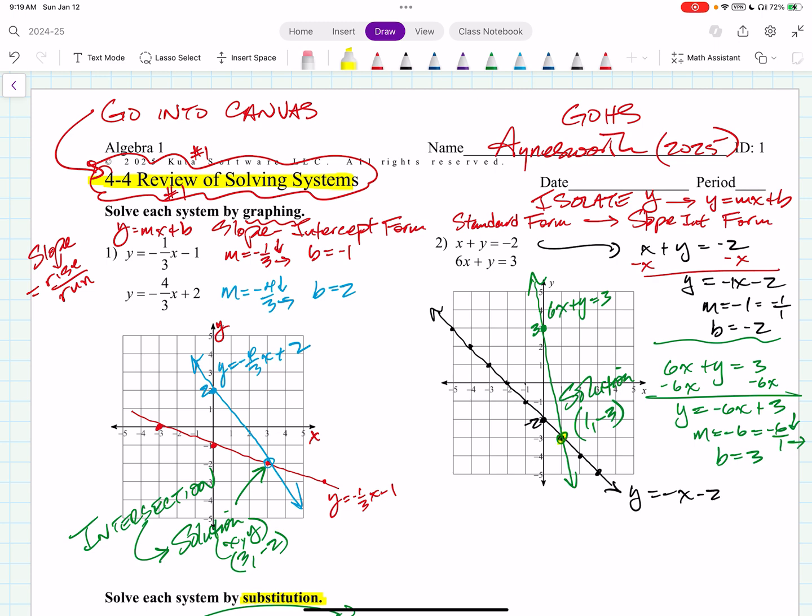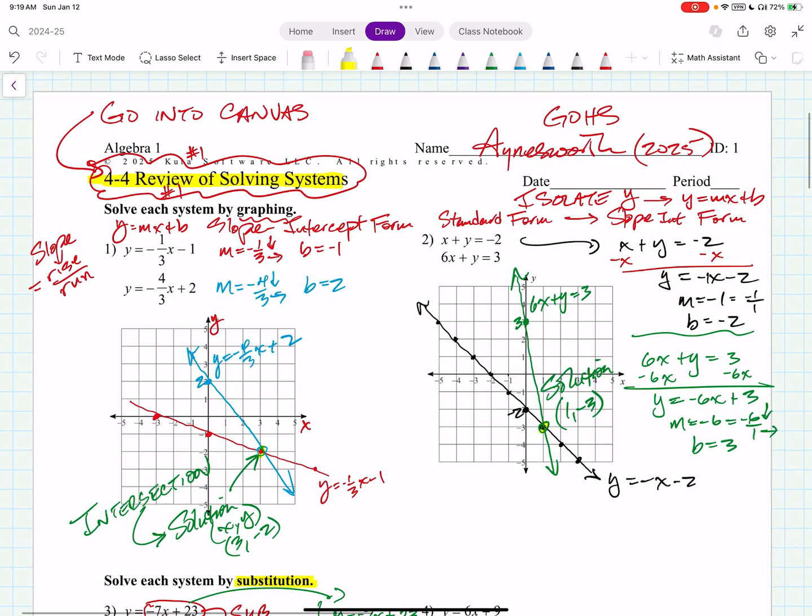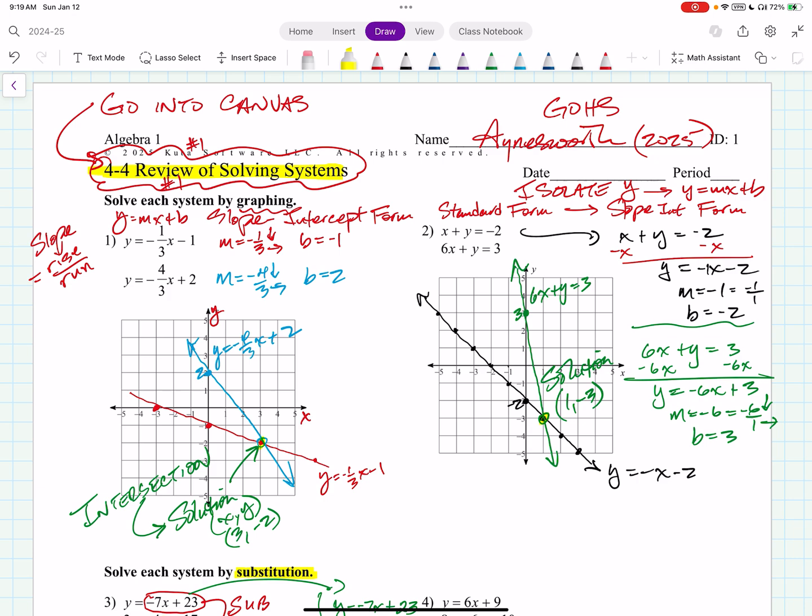Okay, so any system, if you graph it, the solution is found by looking at the intersection. All right, and there you go. There's your two basic problems there. One, fairly straightforward. Number one, it's already in slope-intercept form. Second one, you have to get it in slope-intercept form, graph, and find the intersection.